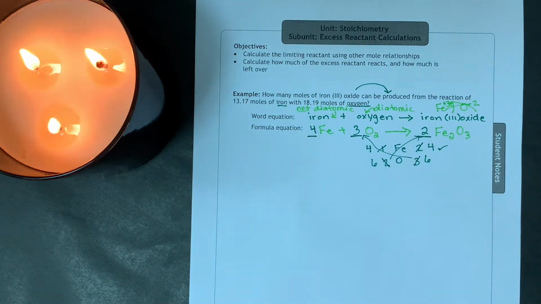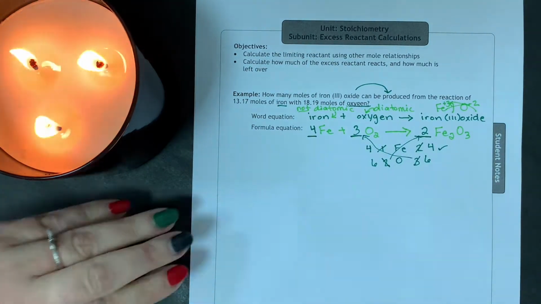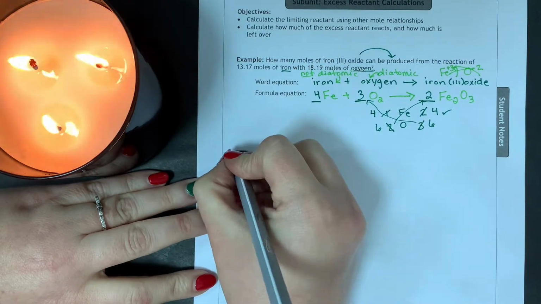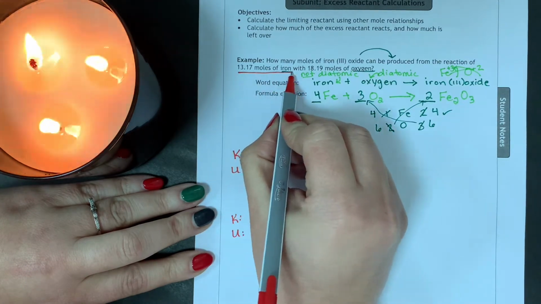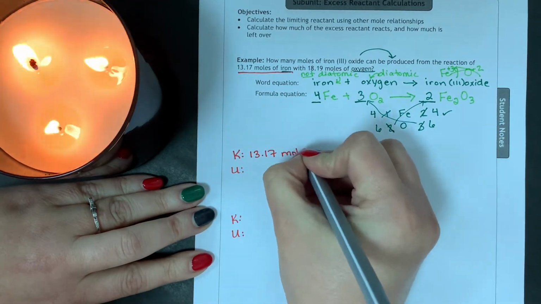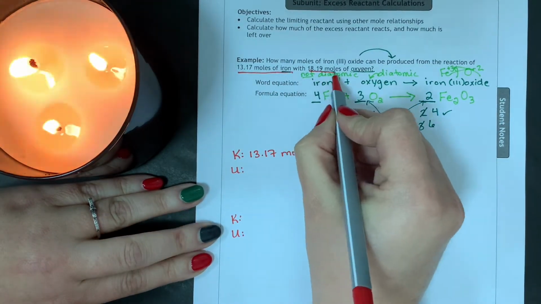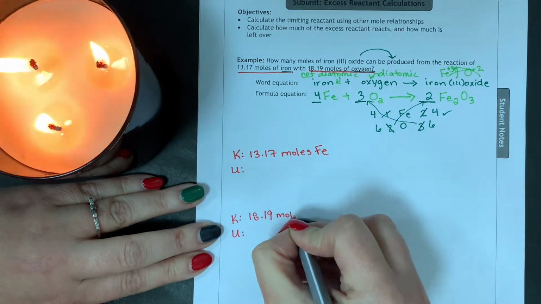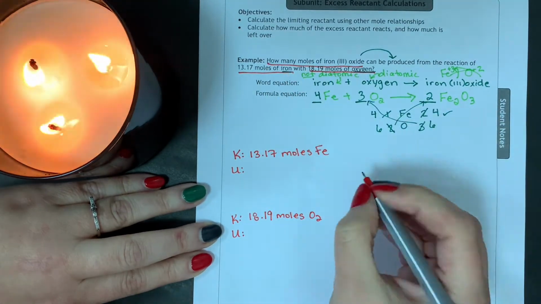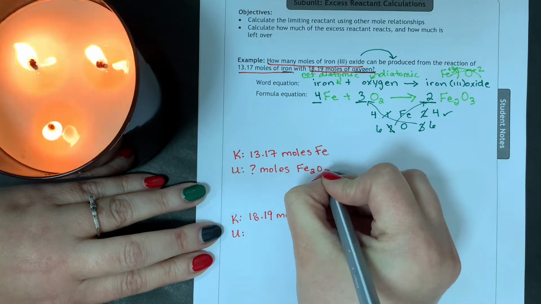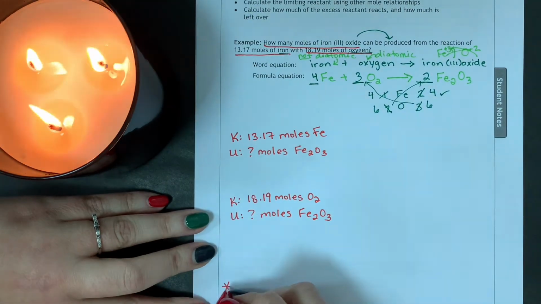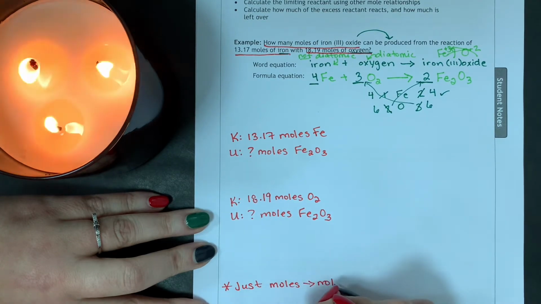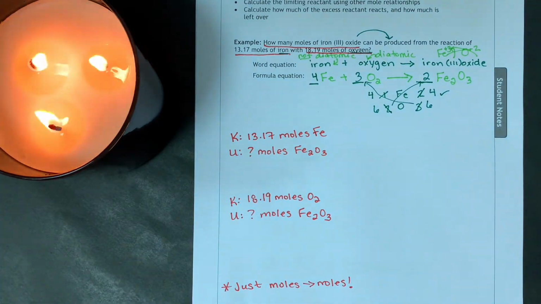And after that, we're going to grab our two knowns and our unknowns. So our first known is 13.17 moles of iron, and our second known is 18.19 moles of oxygen. The unknowns will be the same. They will both be how many moles of iron oxide. Then we're going to just do the simple mole to mole calculation.